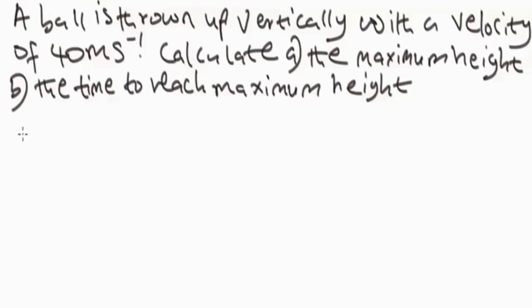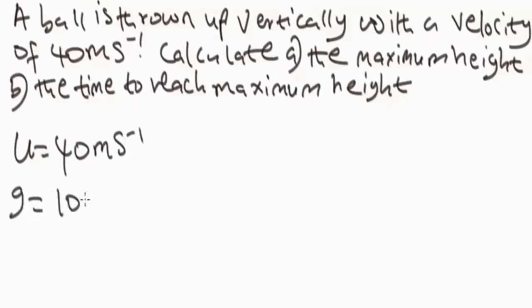So let's write our parameters. Our initial velocity is 40 meters per second. Then our g will be 10 meters per second squared. Remember, g will be negative, not positive. What else do we have? We're looking for the maximum height, so x is unknown. Then our v will be 0.